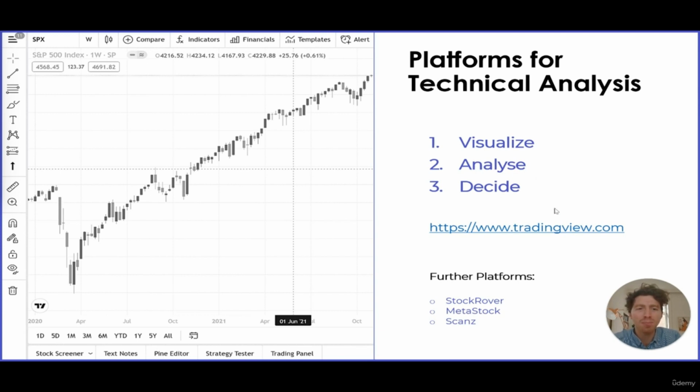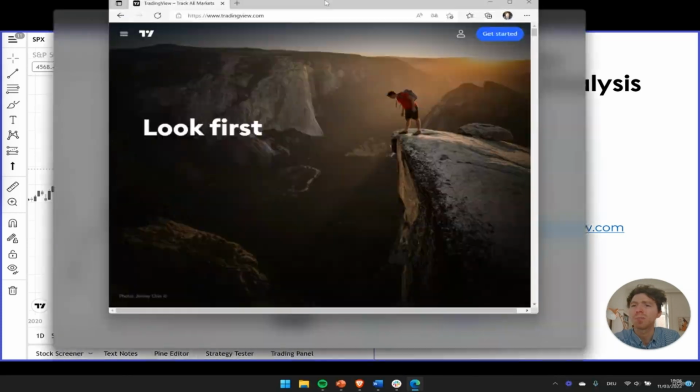The most common platform is TradingView, which I personally use a lot. And there are other platforms like StockRover, Metastock, or Scans. In this lesson, I want to briefly introduce you to TradingView.